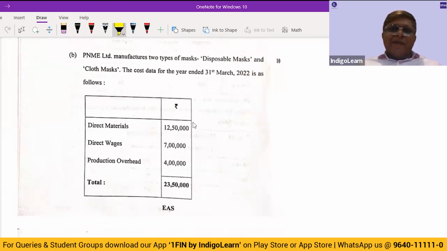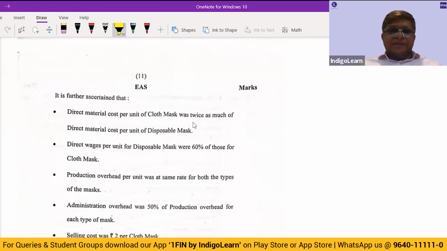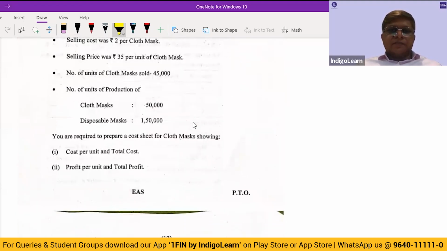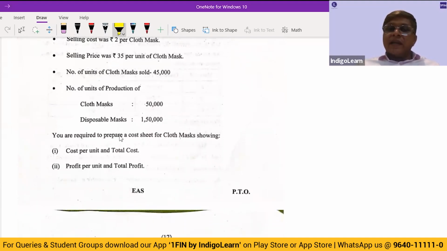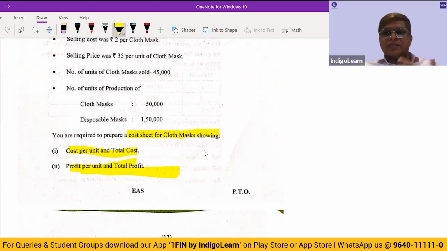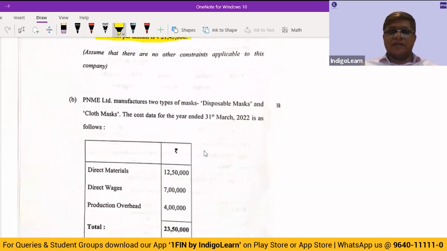Again, let's go to the requirement and see what it is and then come back. You are required to prepare a cost sheet for the cloth masks showing cost per unit and total cost, profit per unit and total profit. So this is a question from cost sheet. They are giving us a 10-mark question on the preparation of a cost sheet. Let's quickly run through the question and see what it is.